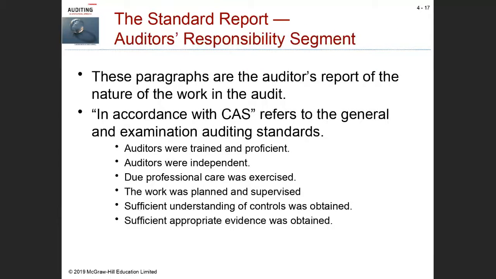We saw the paragraph that talks about what the auditor's responsibility is. We have to follow the professional standard. It says that we follow generally accepted auditing standards. And what did those standards require? Auditors have to be trained and proficient. We're independent. We do professional care. Those are the words we talked about the other day, that are in the code of conduct for CPAs. The work has to be properly planned and people supervised. We also have to have a sufficient understanding of internal control, and we have to obtain sufficient appropriate audit evidence. These are all things that are reflected in the code of conduct and in the standards that we've talked about already in previous chapters.